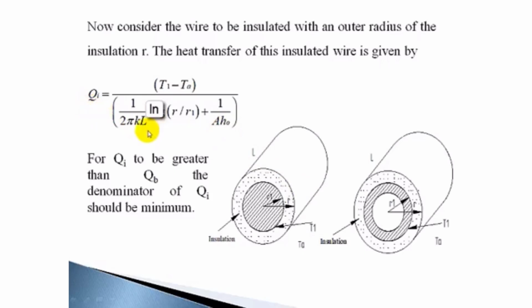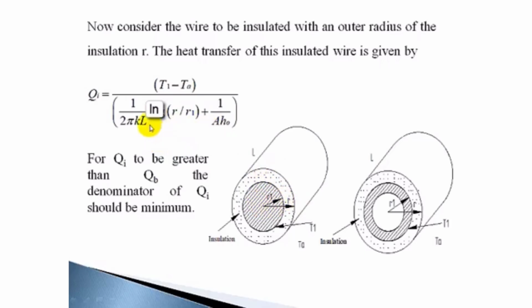Now we need to compare the heat loss from the bare wire and insulated wire. So for insulated wire, when will the heat transfer be maximum? When the denominator is minimum. When the denominator is minimum, you will have maximum heat transfer. This quantity, if it is minimum, you will have Q maximum. So r is a variable. We are finding out the radius at which you will have minimum value of this total resistance.